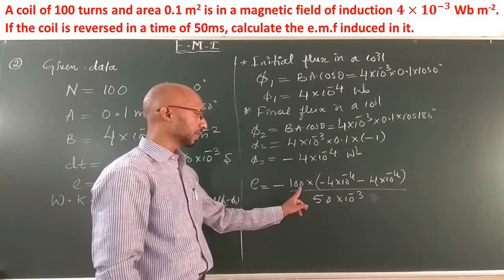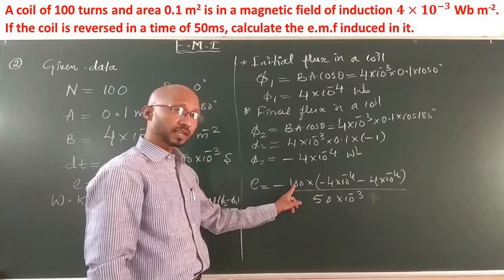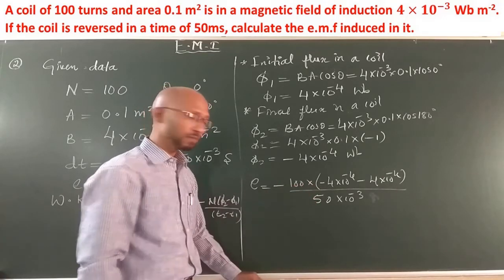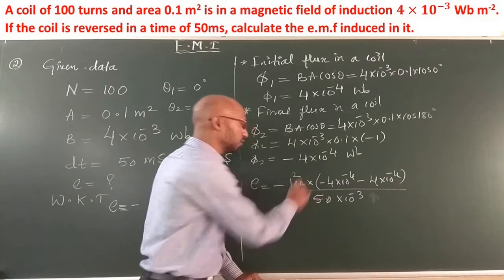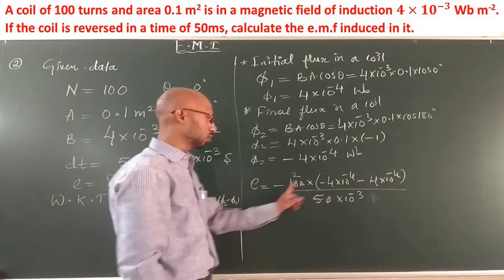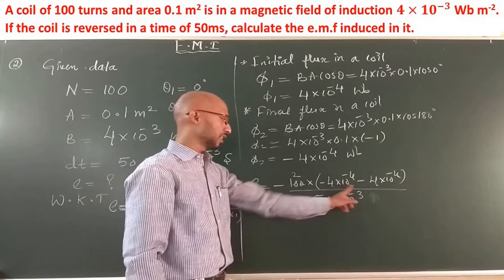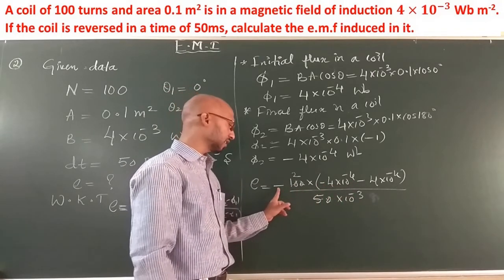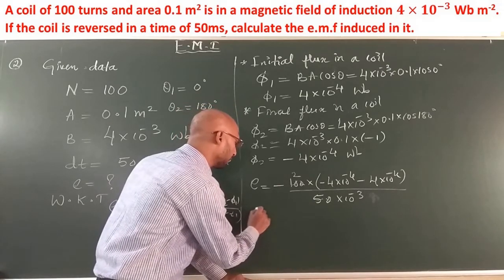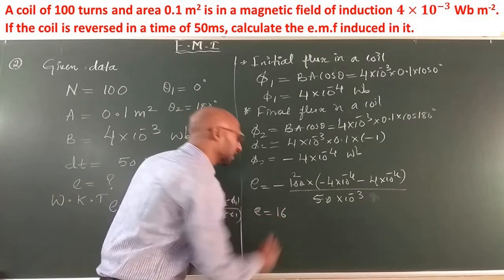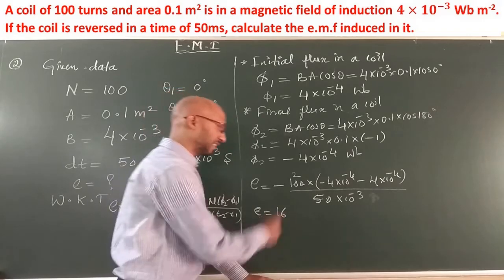Here, check it out. 2 is remaining, and it becomes 16. If I cancel a 10 here, it becomes 2 here. Minus 2, minus 8 becomes minus 16. Minus 16 means here plus 16 will come. What is the final answer? It will become plus 16.